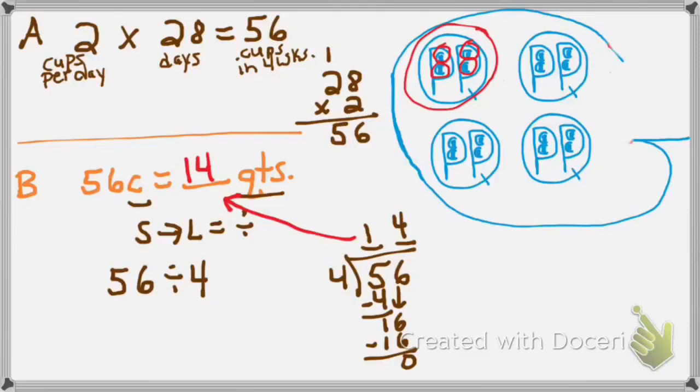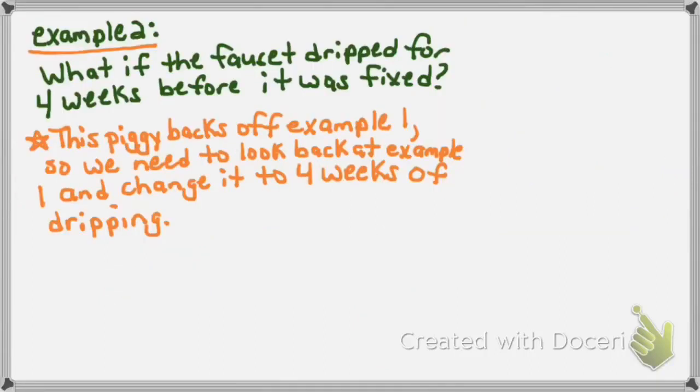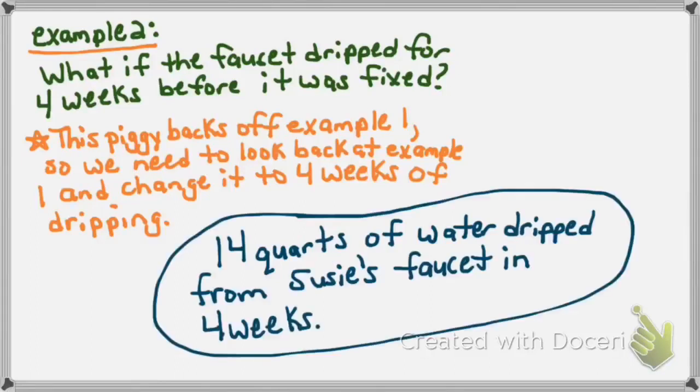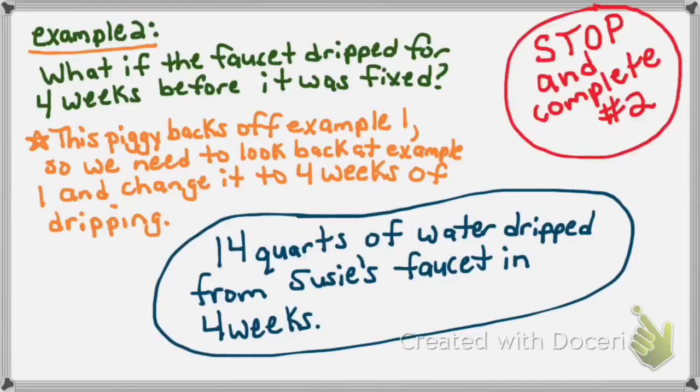Again, this was a word problem, so let's go back to the original question. And the question says, what if the faucet dripped for 4 weeks before it was fixed? So my answer would be 14 quarts of water dripped from Susie's faucet in 4 weeks. And that's my final answer. Please stop the video and complete worksheet number 2 right now.